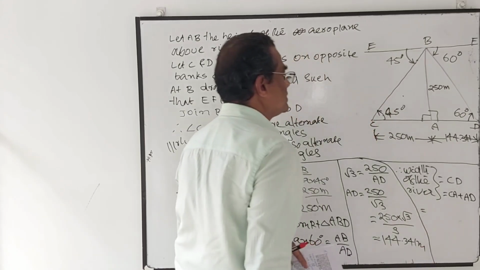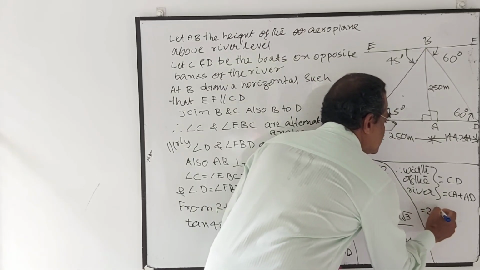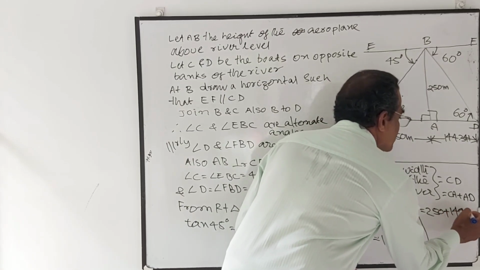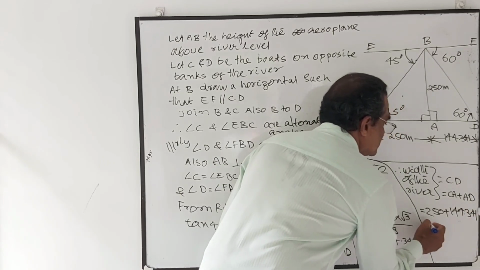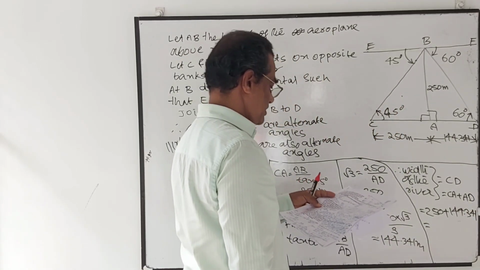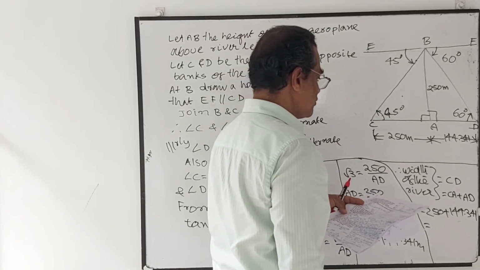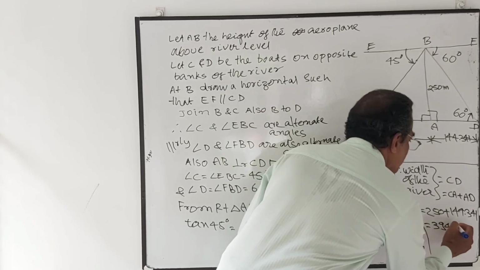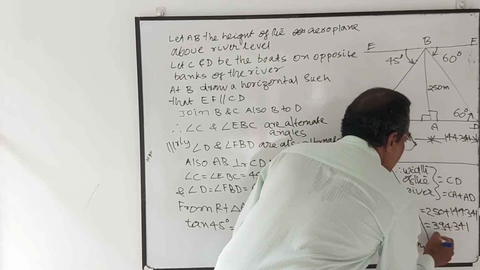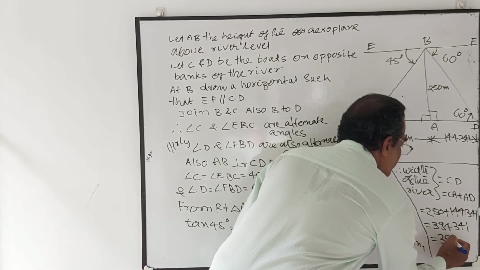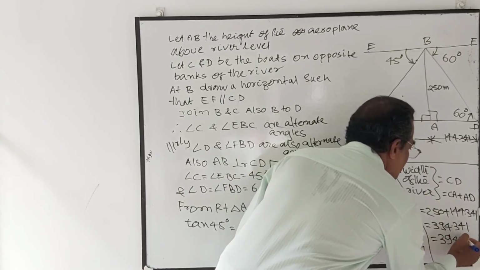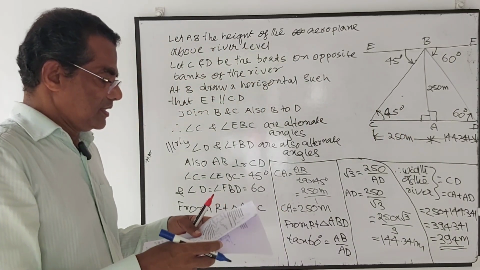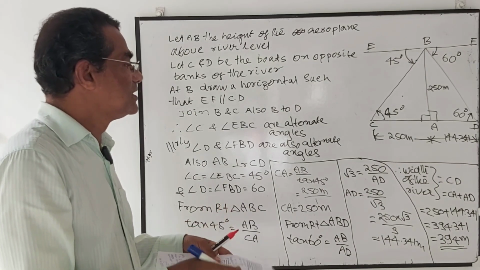which is equal to CA is 250 plus AD is 144.341. So this will become 394.341, and it is nearer to 394 rather than 395. So the answer correct to the nearest whole number is 394.